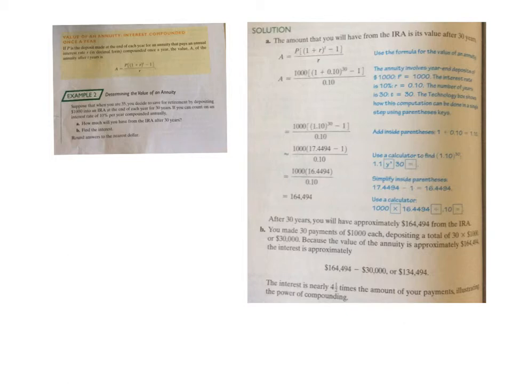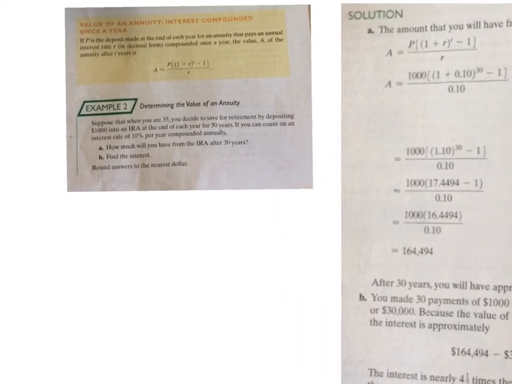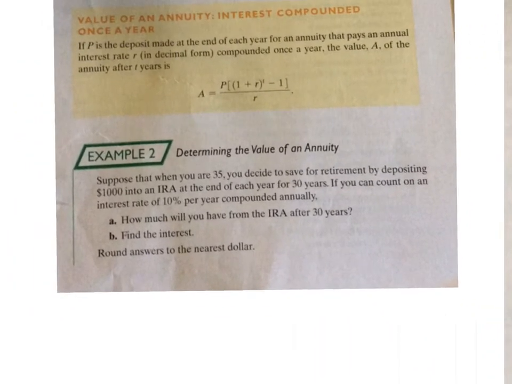Okay, this is example 2 in your book. And let me just zoom into the first part here. So just right on the next page. So example 2, right? So here you're determining the value of an annuity. And you're asking yourself, well, we just did that in example 1.